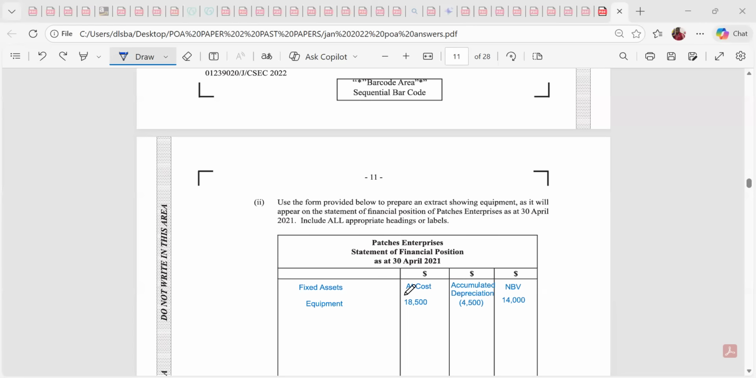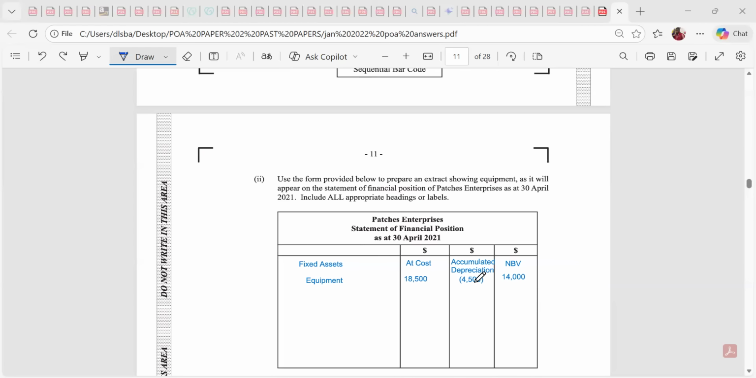Under the cost, for the cost of the asset, 18,500. Under accumulated depreciation, I put the total depreciation. Only 1 year would have passed, so the total depreciation would be 4,500. The net book value would be the remainder. There's an extra 2 marks.